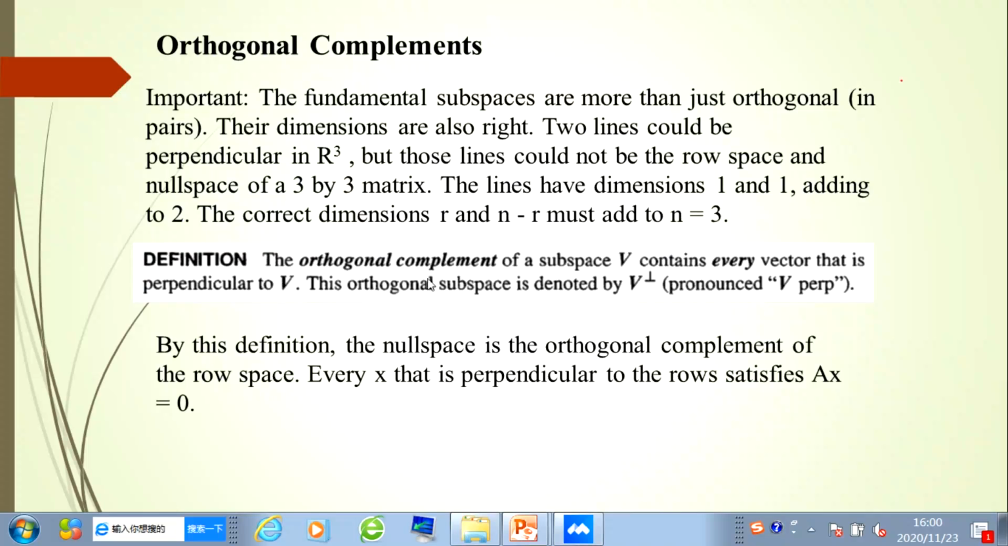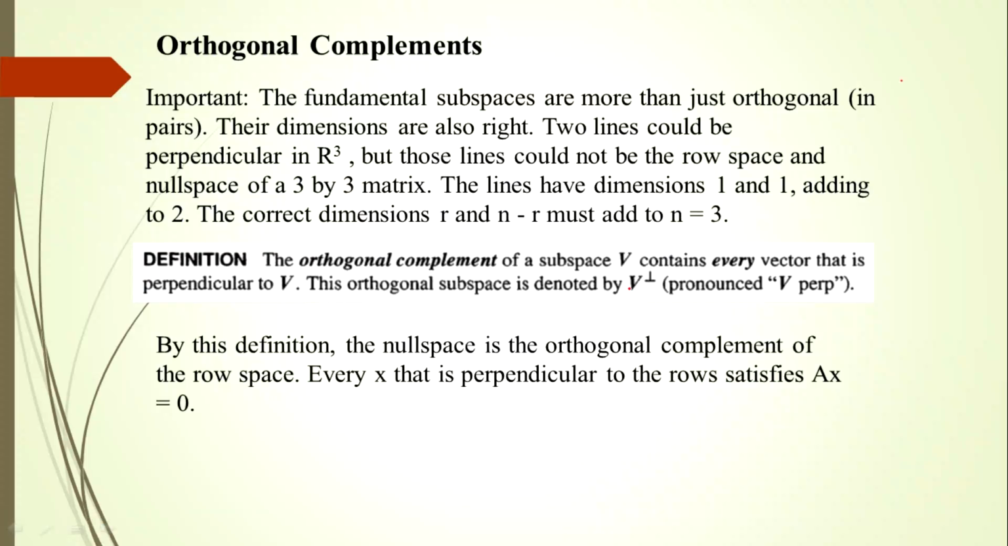So let's check the orthogonal complement. The orthogonal complement of a subspace V contains every vector that is perpendicular to V. So we use this notation V perp to denote its orthogonal complement. Here we said two lines could be perpendicular, but they are not orthogonal complements of each other. Are you clear? In R3, you can put two perpendicular lines, right? But their dimensions are both 1. The sum of their dimensions is less than 3. So they are not orthogonal complements of each other.